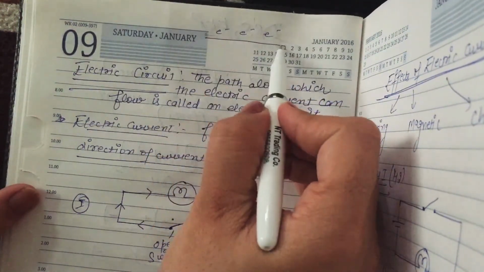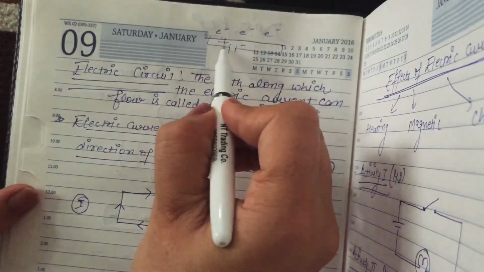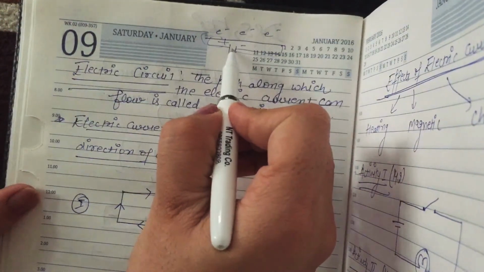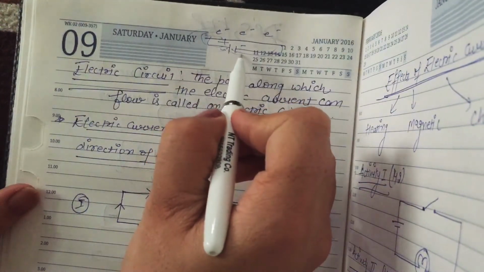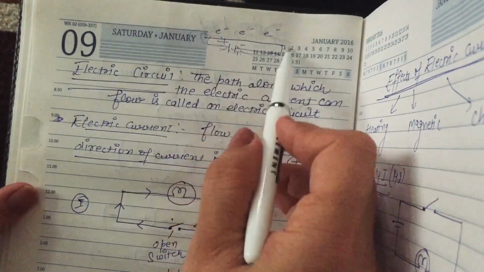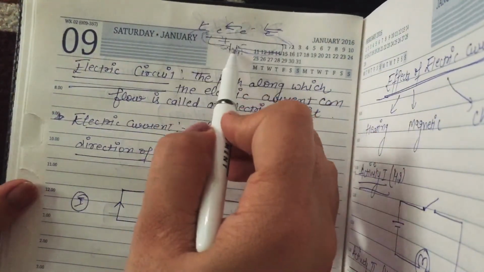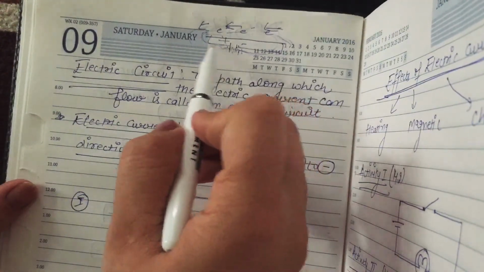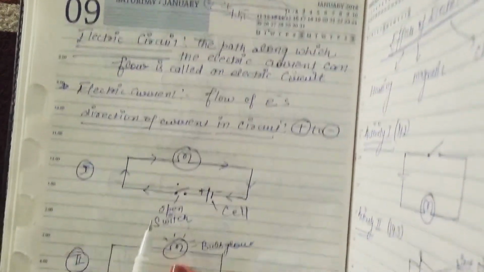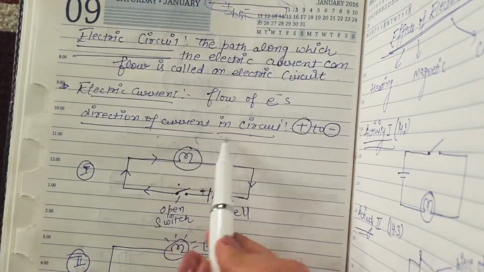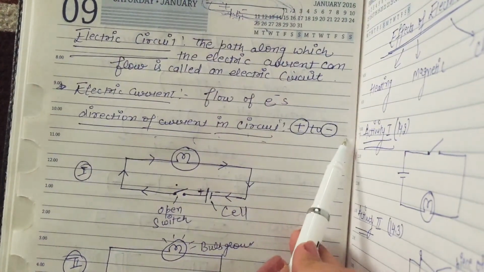When that wire is connected to a battery, the electrons start moving. Sorry, the current direction will be from the positive to the negative terminal, and the flow of electrons will be in this direction, from negative to positive. That is the flow of electrons, and the direction of current is from positive to negative. You have to keep this in your mind. The direction of current in a circuit is always from the positive terminal of the battery to the negative terminal of the battery.